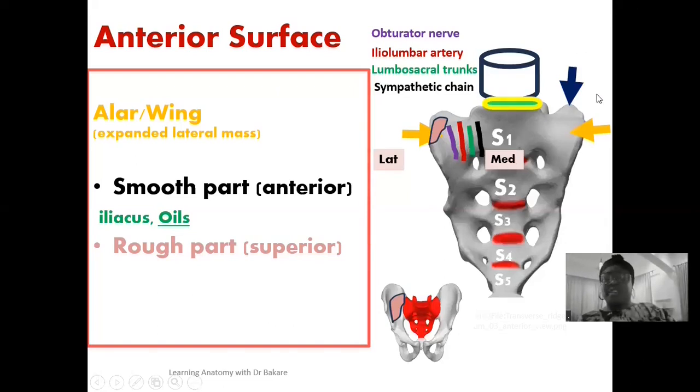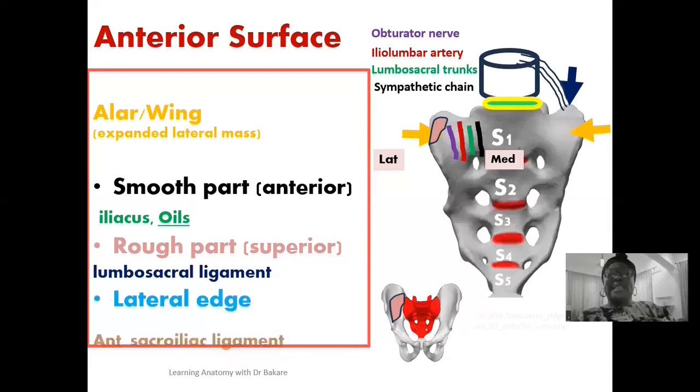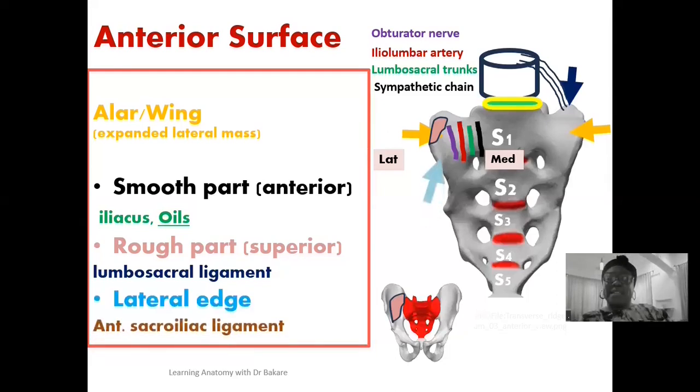So if you go back to the rough surface here that is arrowed in blue, we say that the superior upper surface is rough, and this roughness is created because of its attachment to ligaments. It is seen to be rough because it creates an attachment site for the lumbosacral ligament. So you have strands of lumbosacral ligaments connecting the rough superior edge here to the lumbar vertebrae. This rough edge is specifically created for the attachment of ligament, and that is why it appears to be rough.